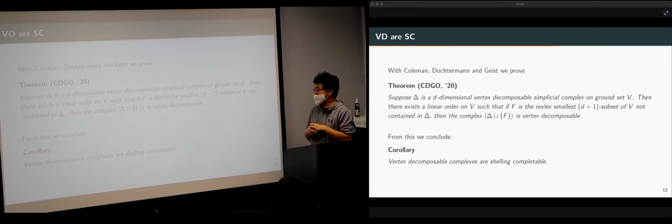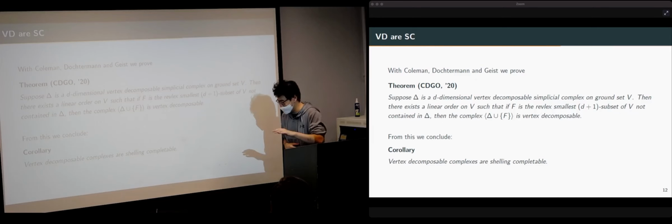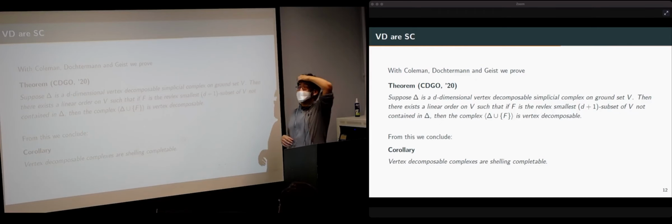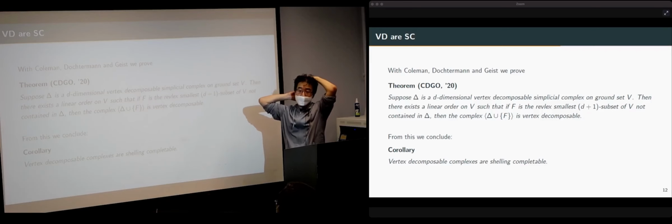If it's shelling completable, is it vertex decomposable? Let me just make sure. Okay, I don't have an example right now, but I can pretty much guarantee you that there are a lot of shelling completable complexes that are not vertex decomposable.